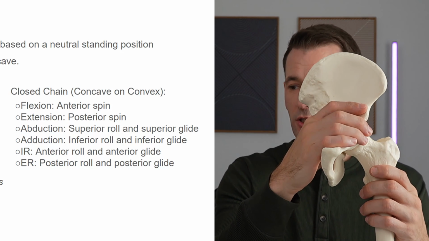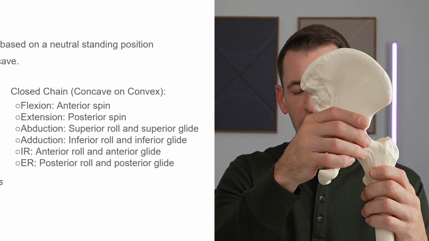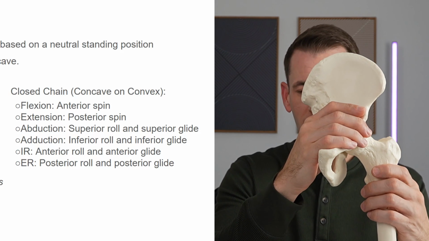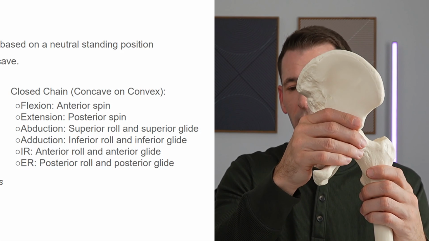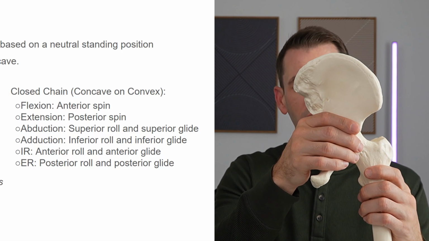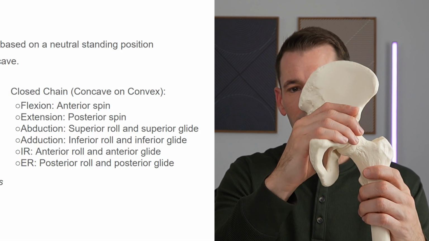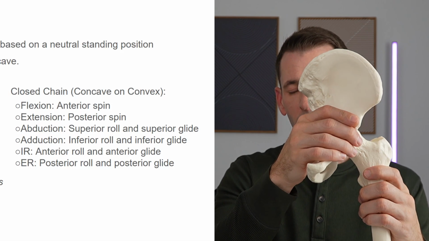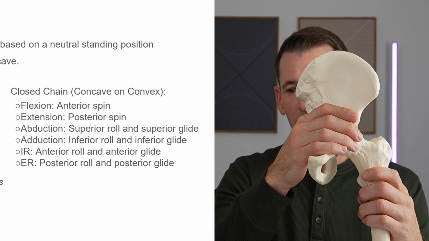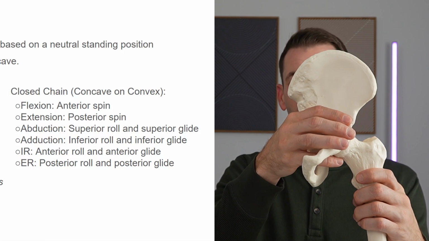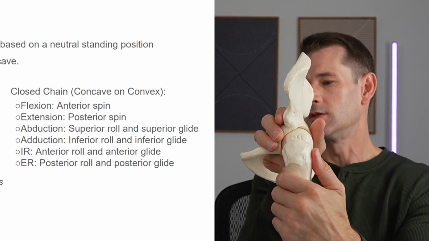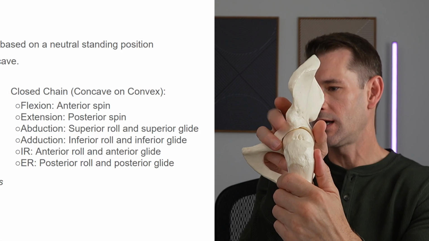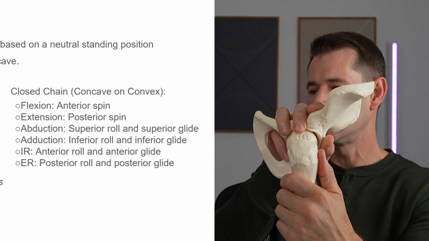So in flexion, that's that anterior pelvic tilt that we talked about in the previous slide. So femur staying in place, I'm tilting my pelvis forward. That's going to be anterior spin. Anterior spin of that acetabulum on that femoral head, concave on convex. Extension, I'm going to do a posterior pelvic tilt. So posterior pelvic tilt. You can see that that spin of that acetabulum is posterior.